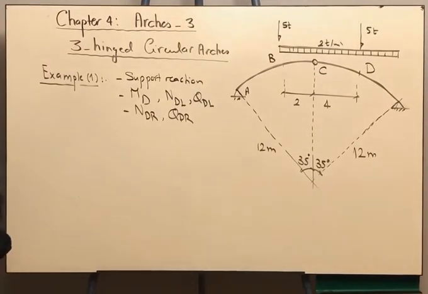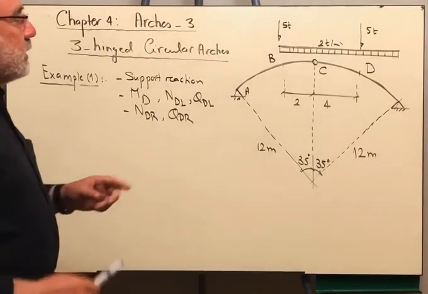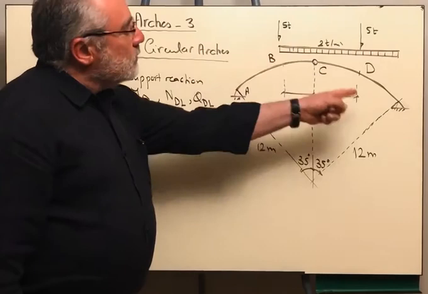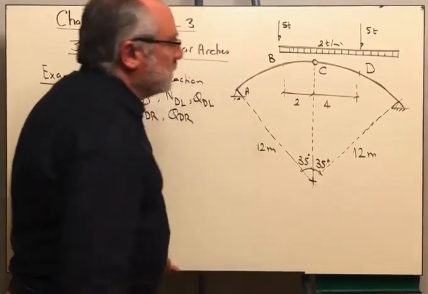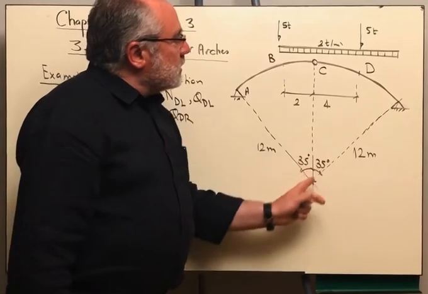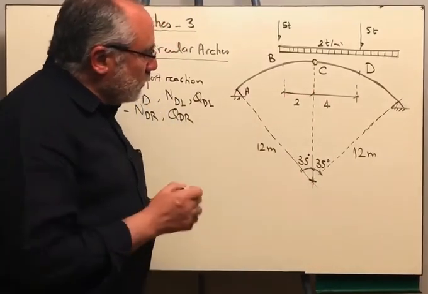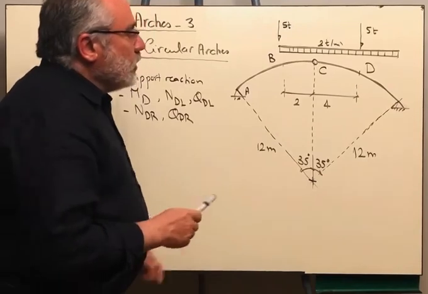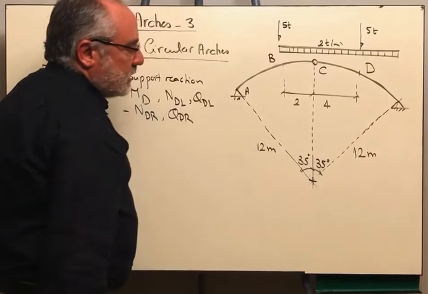Now let us start our solution. Take care, as long as this is a circle, it means that this is the center of the circle, and the radius of the circle is always 12 meters, is the same. Okay? So I'm not going to give you anything except the radius and the angle subtended at the center.